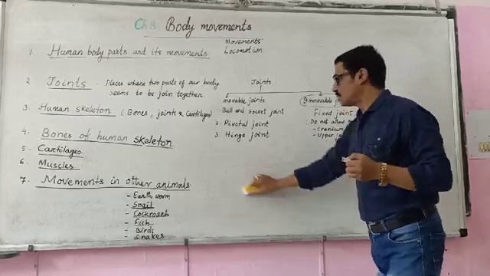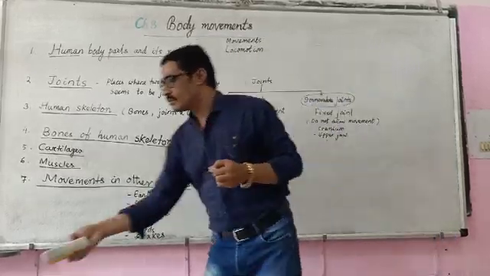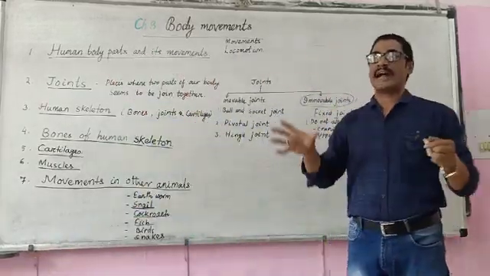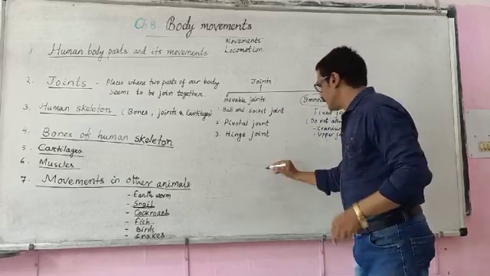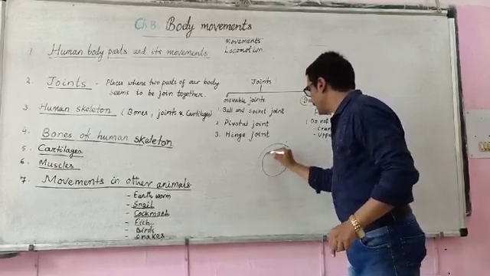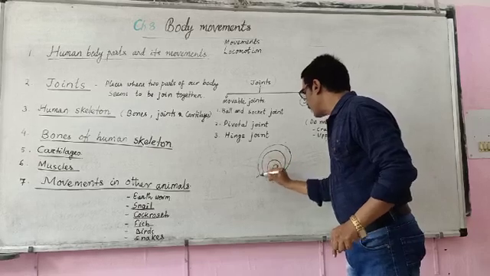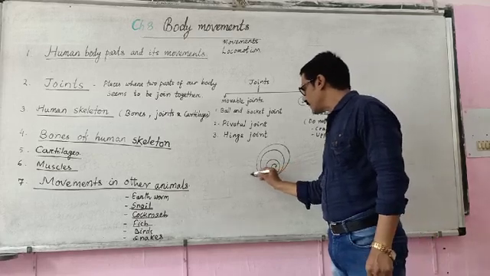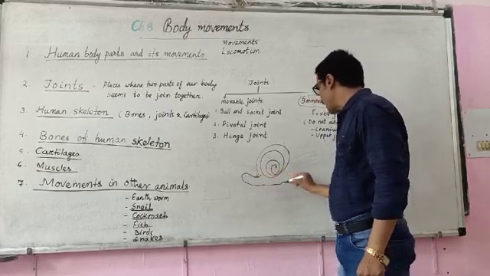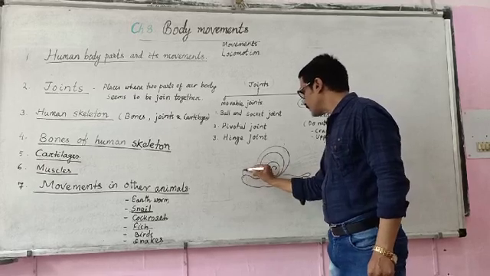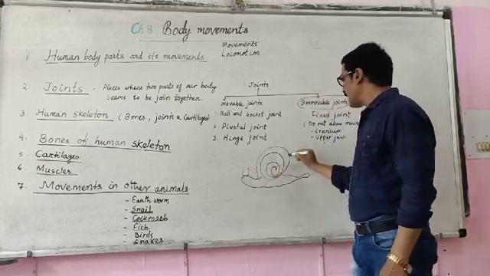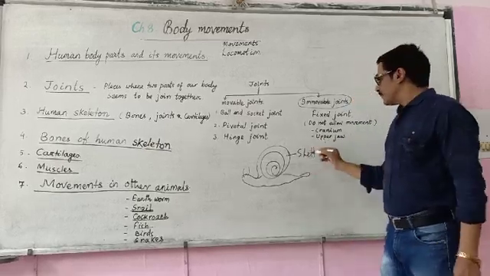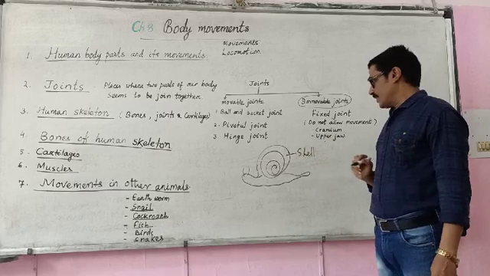Now, let us learn about the snail. You know, the snail has a very soft body, but there is an outer hard covering. This hard covering is known as the shell. When it walks, it brings its body out from this hard covering. This shell is made up of calcium carbonate.